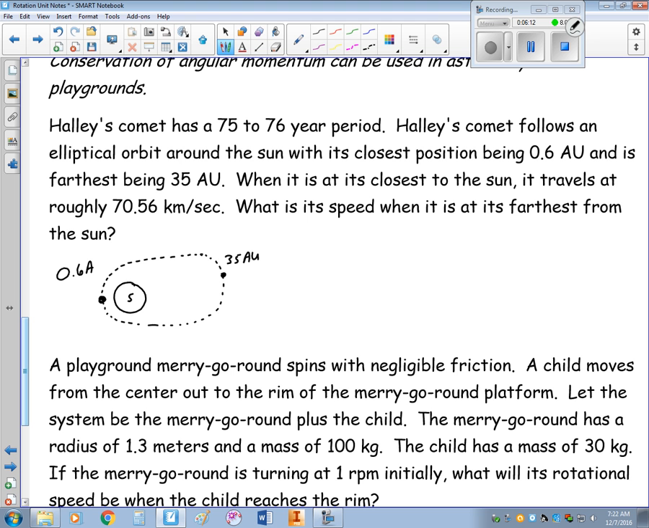When it's at its closest position to the Sun, it's traveling at a velocity of roughly 70.56 kilometers per second. What I would like to know is, how fast is it traveling at its furthest position away? To do this, we can use conservation of angular momentum.